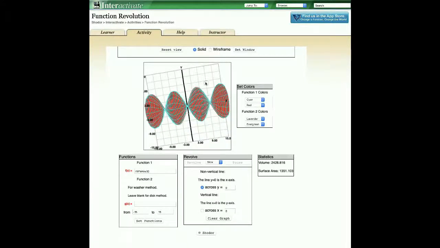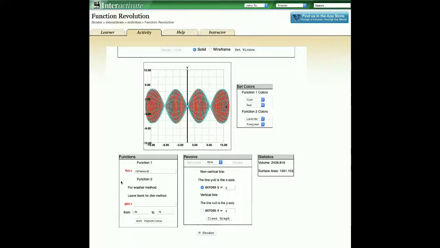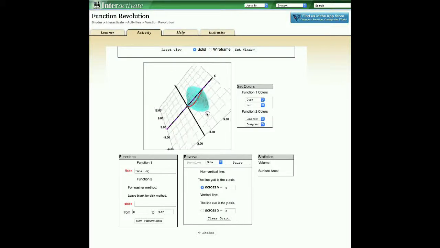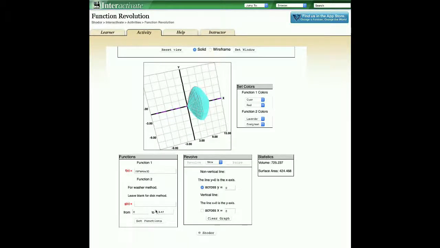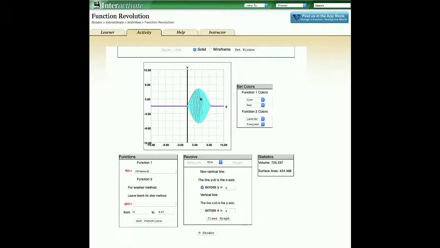And what I'm going to do is limit this, and since the period here is going to be 6 pi, let's just go for this half a period, so from 0 to 3 pi, which is about 9.42. And we'll set that. There's the function. We can revolve it one more time. We can see this shape coming. There it is.